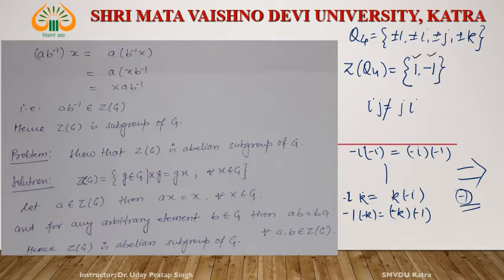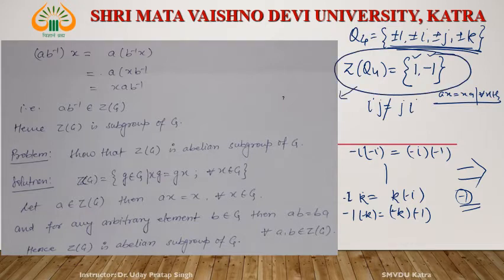These two elements hold the relation that ax is equal to xa for all x belonging to G. These two elements hold the commutative law with all elements of Q4. Hence Z(Q4) is equal to {1, minus 1}. And check this: it is a subgroup as well as abelian. Therefore, it is an abelian subgroup, which we already proved.